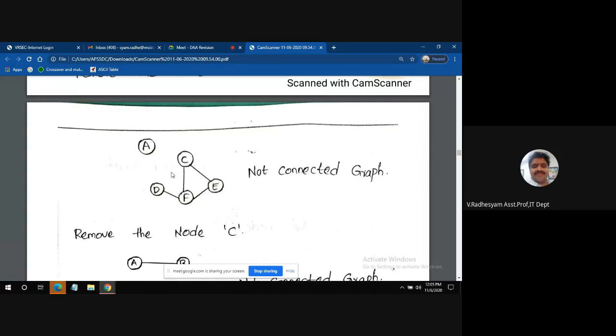But at this point, if you are removing the node B, then the graph is separated into two subgraphs, and those two are isolated. A is isolated, and the remaining things are isolated. So those two are called bi-connected components, and the node B is called an articulation point or a cut vertex.